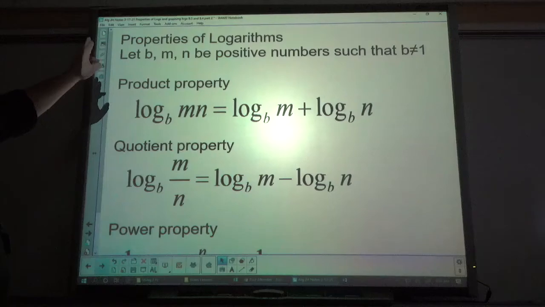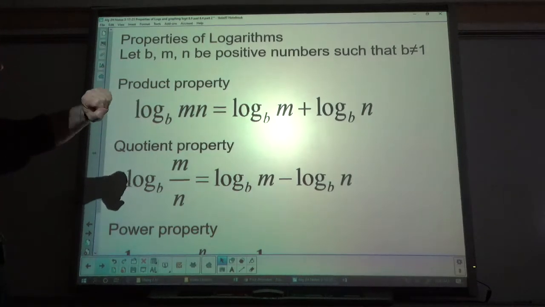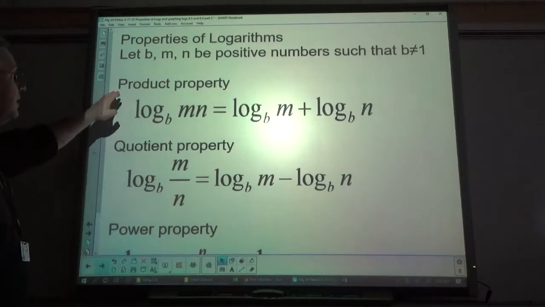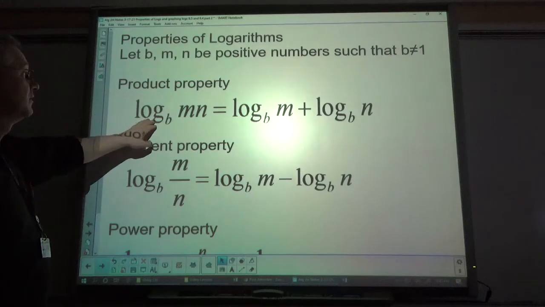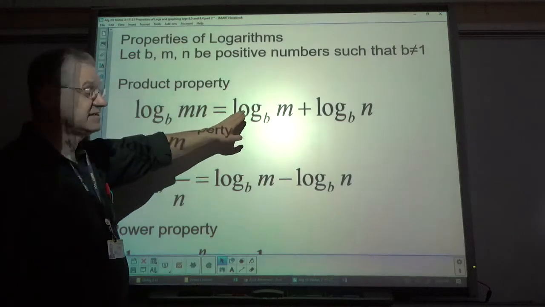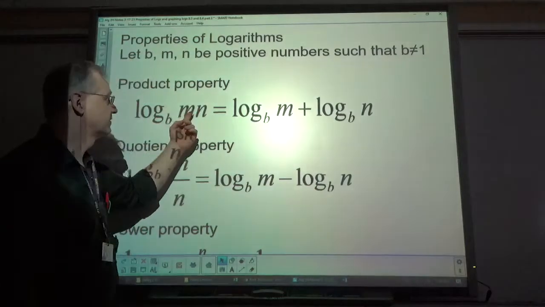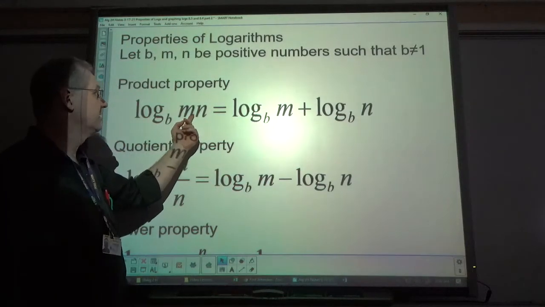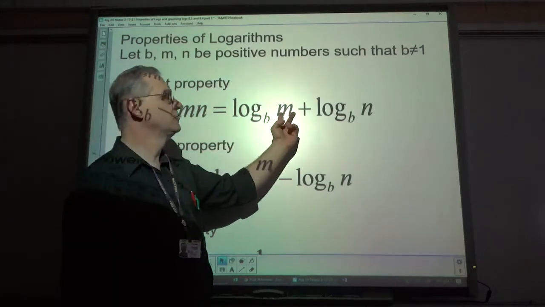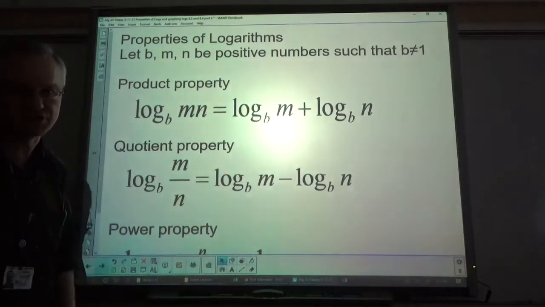Properties of logarithms. B, m, and n are positive numbers such that b is not equal to 1. If that's all true, then the product property: log base b of m times n is the same as separate logs where the two results are added. So multiplying inside the log separates into separate logs added. So multiplication becomes addition.